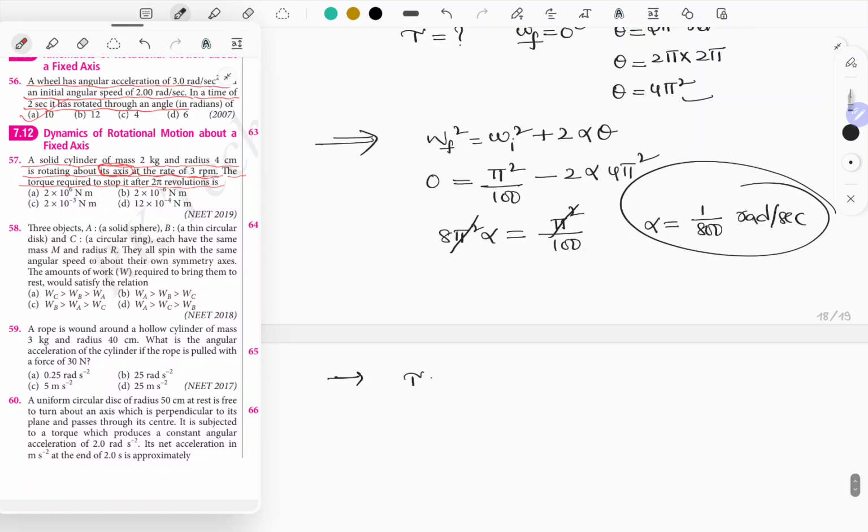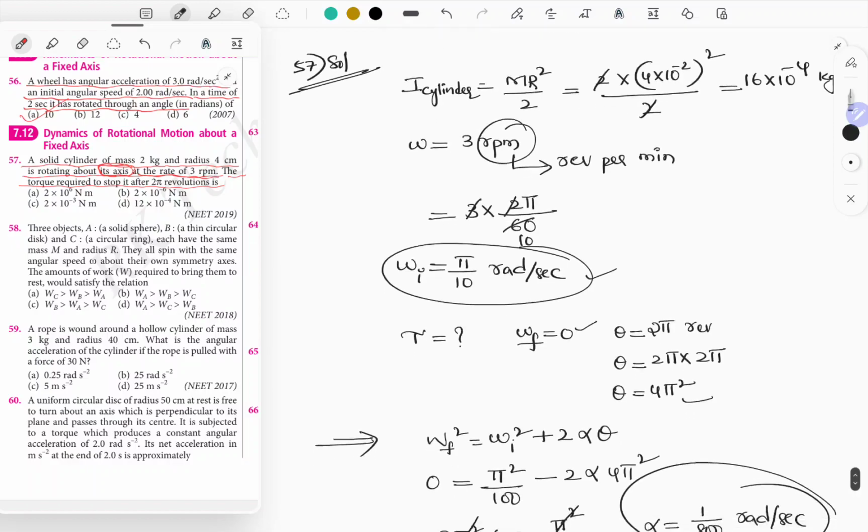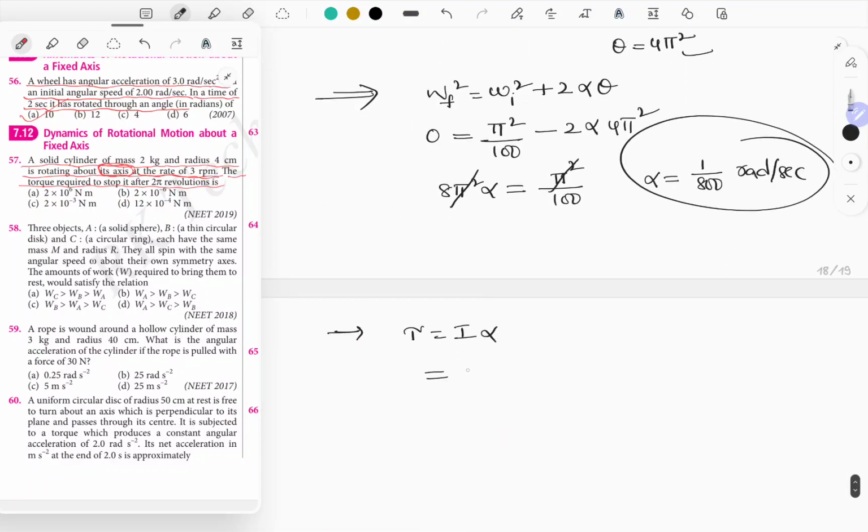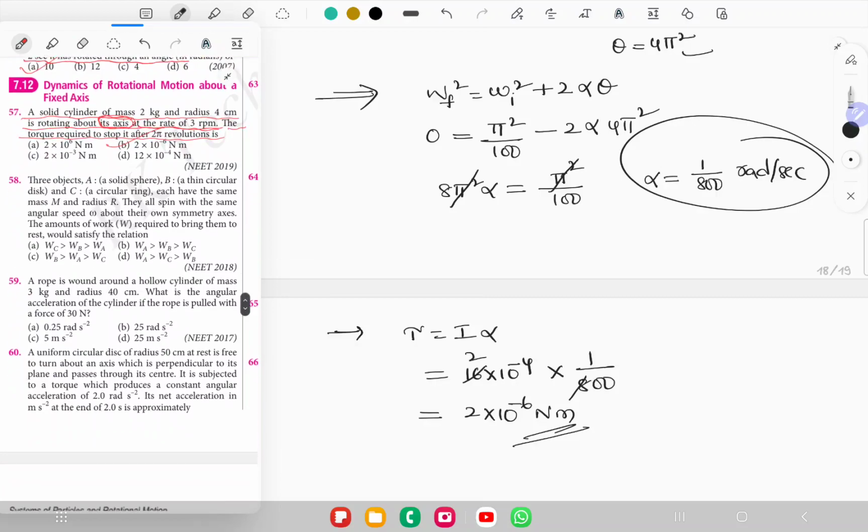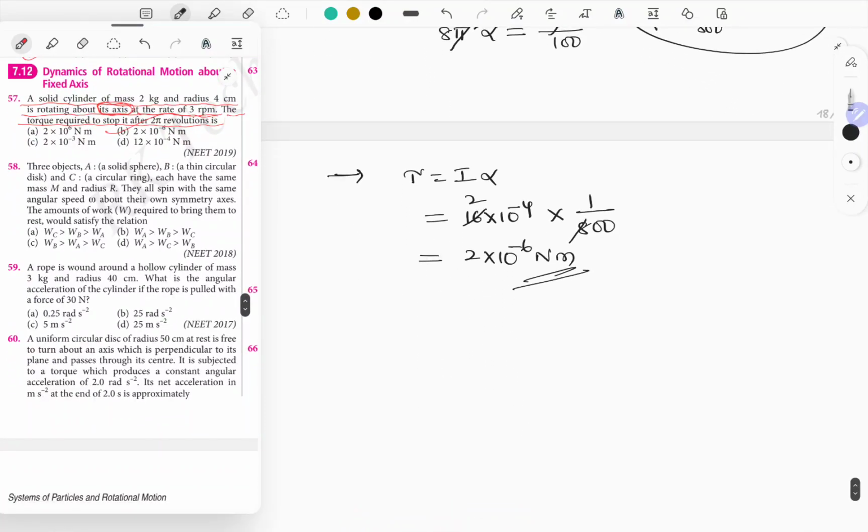So torque formula is I into alpha. What's the moment of inertia of this object? 16 into 10 power minus 4. So it is 16 into 10 power minus 4 into alpha, which is 1 by 800. Super. So 8 ones are 8, 8 twos are 16, then 2 into 10 power minus 6 Newton meter is the answer. Which option matches? Option B is the correct answer. Very good. Hope you understood.